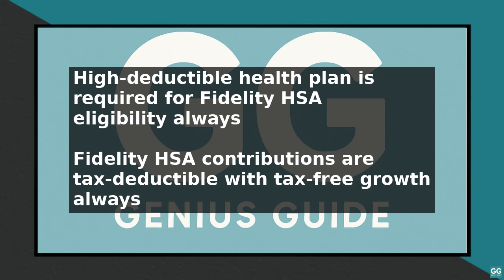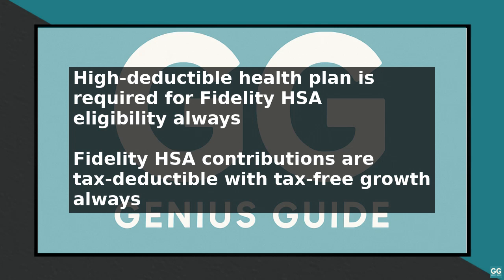How to open a Fidelity HSA. To open a Fidelity HSA, you can visit the Fidelity website and follow the online application process. You will need to provide some personal and financial information and fund your account with an initial contribution. You can also transfer funds from an existing HSA or make a rollover contribution from an IRA.